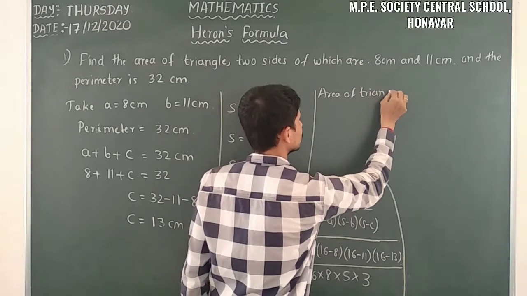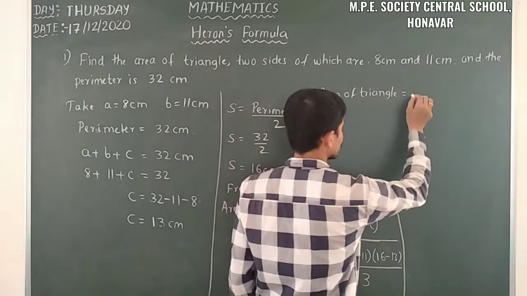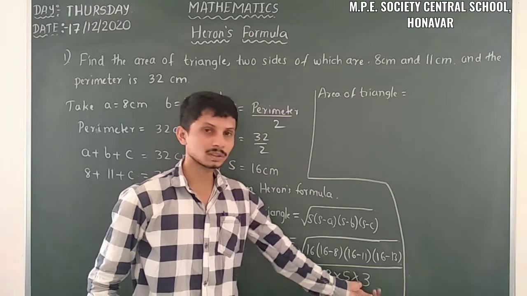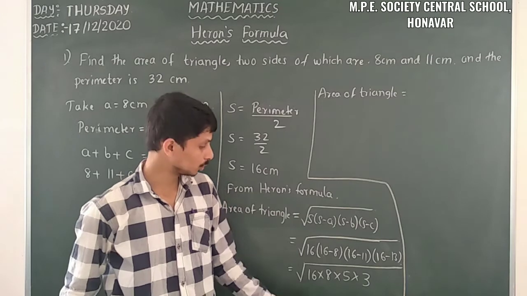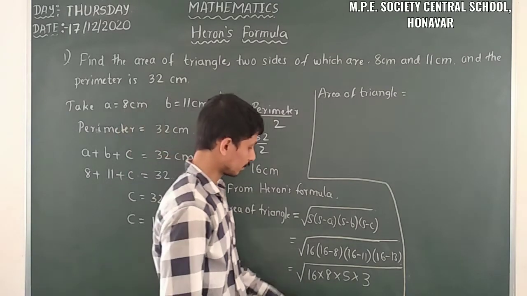Area of triangle is equal to square root of 16, 8, 5, 3. Here we can take it individually, or firstly we can write that one. It's no problem here. Yes, firstly I will write that one.